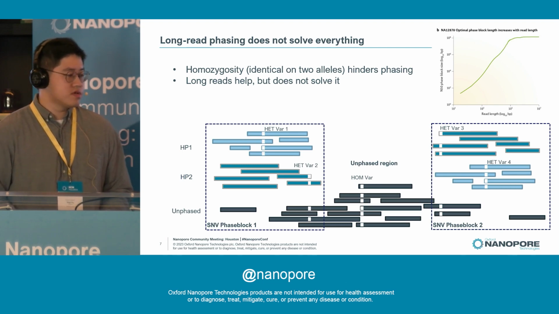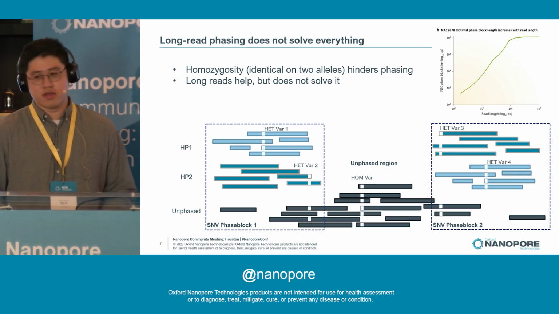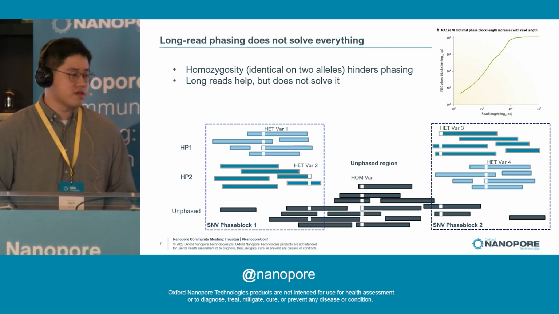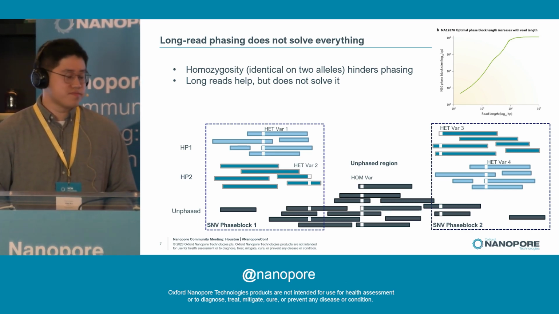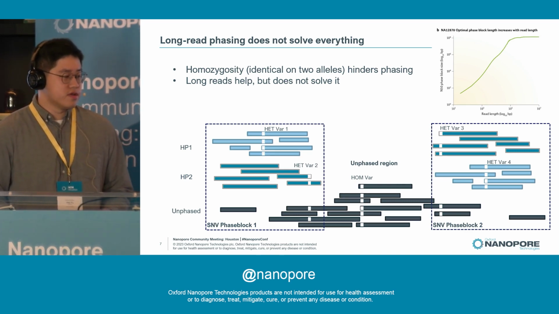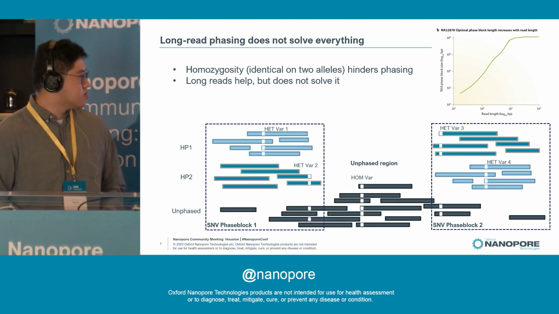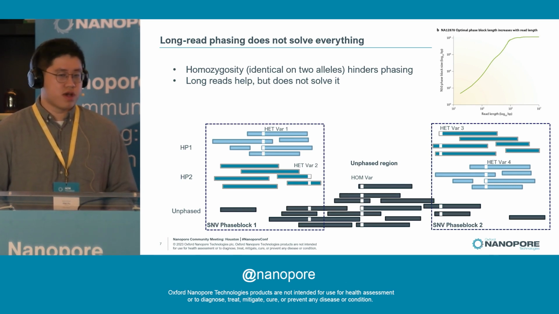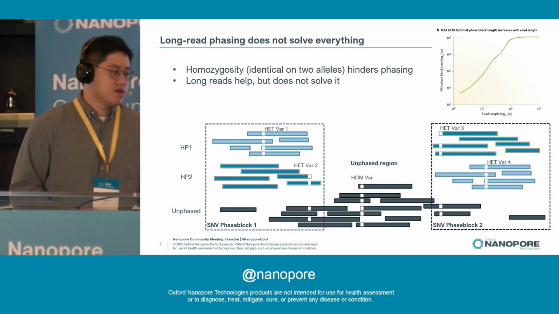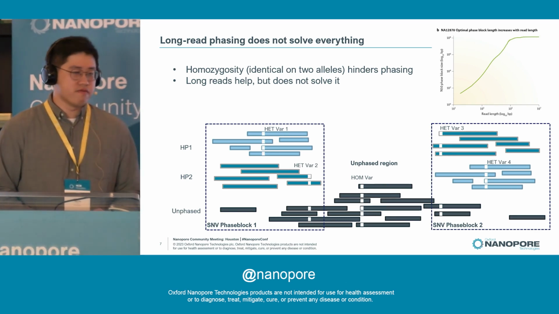On the bottom, you can see there are 2 ancillary phase blocks. Each phase block has several heterozygous variants that help the long-read-based phasing. But in the middle, there are homozygous variants that are the same on the 2 haplotypes, and this unphased gap is longer than the read length. So basically, the gap remains unphased, the reads are unphased, and the variant phasing information between those 2 phase blocks remains unknown. So basically, long reads help, but they do not solve it all.